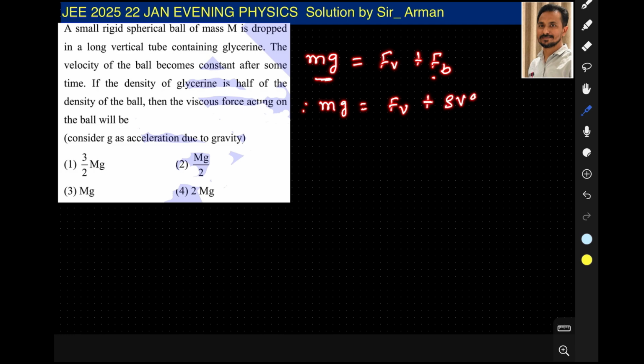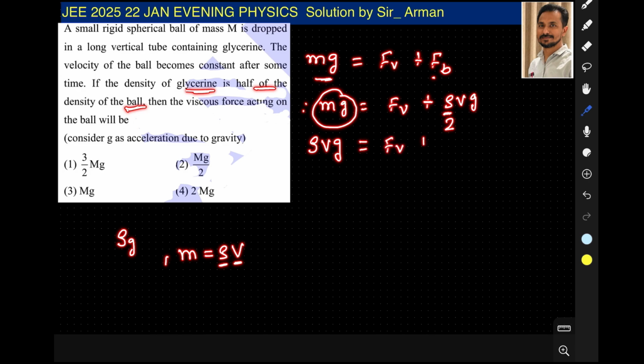buoyant force, which is given by rho Vg, that is the density of the liquid into the volume of the object inside into g. But in the question it is given that the density of glycerine is half the density of the ball. So let us assume the density of the ball is rho, then the density of the glycerine will be rho by 2. And mg, m is mass, so mass can be written as density into volume. This is the density of the ball and the volume of the ball. So I can write it as rho Vg is equal to Fv plus rho by 2 Vg.